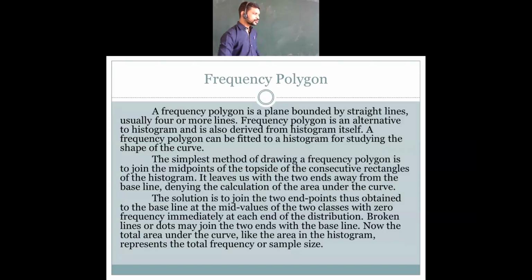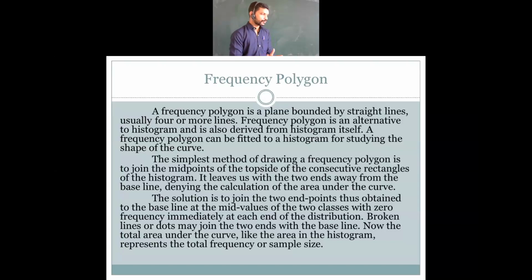Then the solution is to join the end to end, the endpoints thus obtained, to the baseline. That is, two lines we are going to join to the baseline, and the middle values we are going to join over here. Then classes with zero frequency immediately at each end of the distribution.